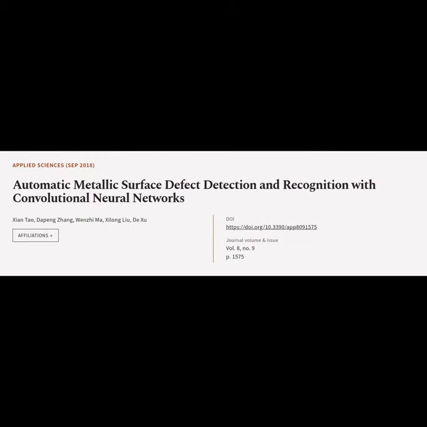This article is titled Automatic Metallic Surface Defect Detection and Recognition with Convolutional Neural Networks and was authored by Xian Tao, Dapeng Zhang, Wenzhi Ma, Xilong Liu, and Du Su.